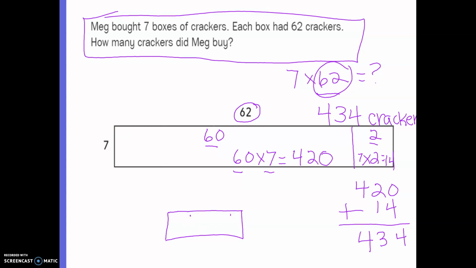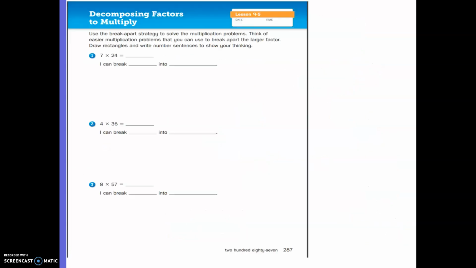Let's practice. Get your math journal, okay, and turn to page 287. We're going to work out number 1 together. So the problem that we want to work on is 7 times 24, and we're going to use the break apart strategy to solve that multiplication problem. And we want to think of easier multiplication problems that we can use to solve it.